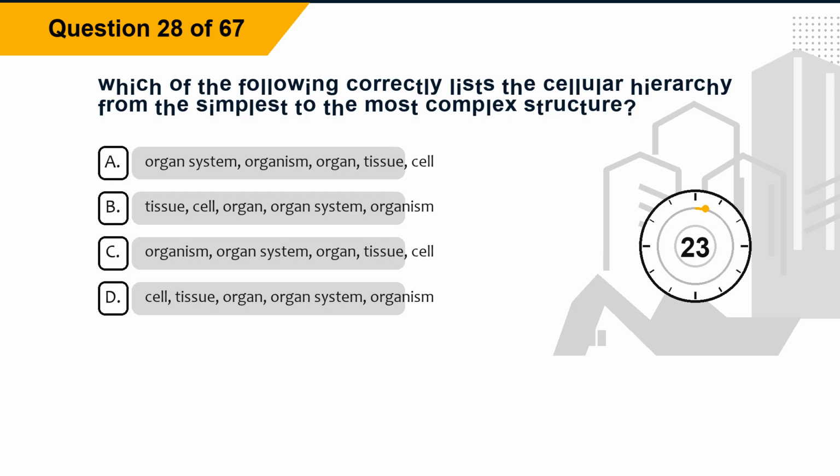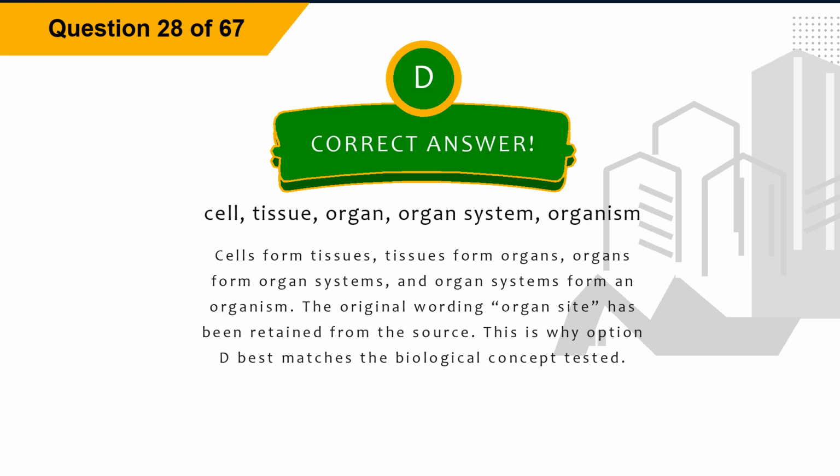Question 28. Which of the following correctly lists the cellular hierarchy from the simplest to the most complex structure? Option A, organ system, organism, organ, tissue, cell. Option B, tissue, cell, organ, organ system, organism. Option C, organism, organ system, organ, tissue, cell. Option D, cell, tissue, organ, organ system, organism. The correct answer is option D, cell, tissue, organ, organ system, organism.